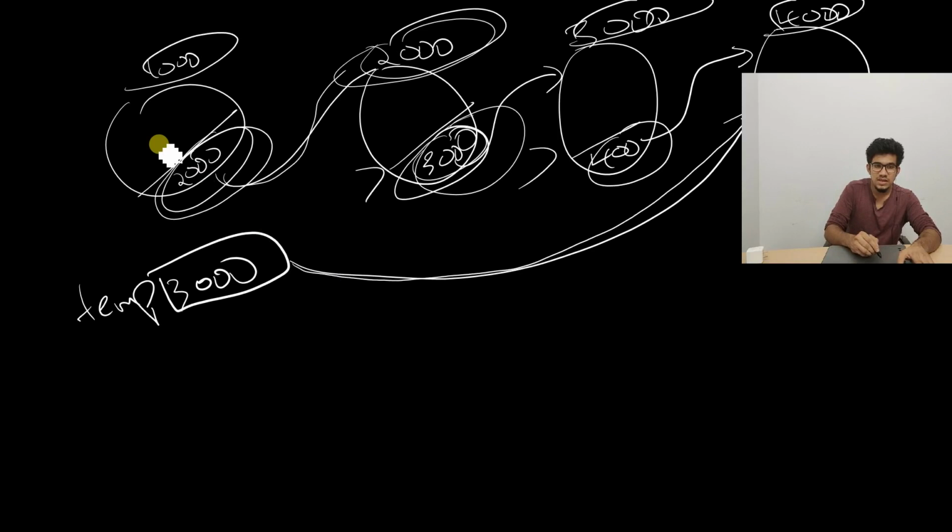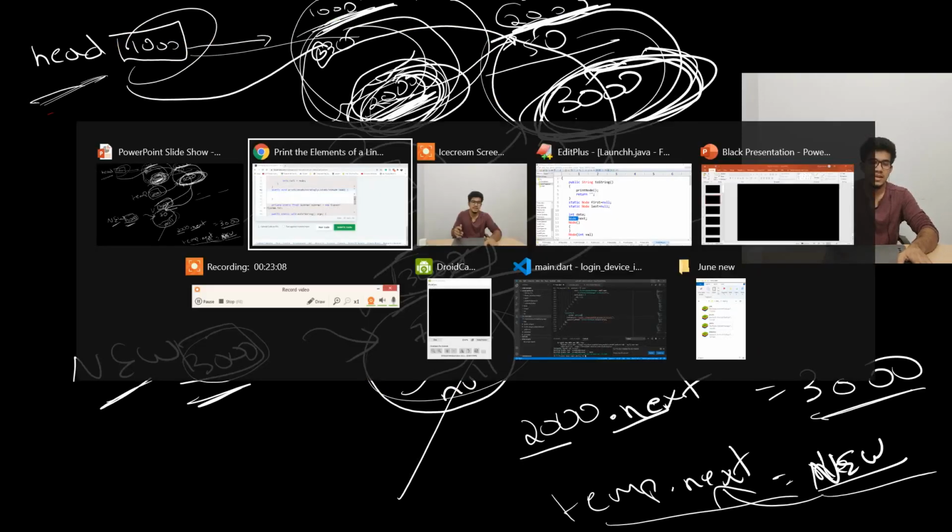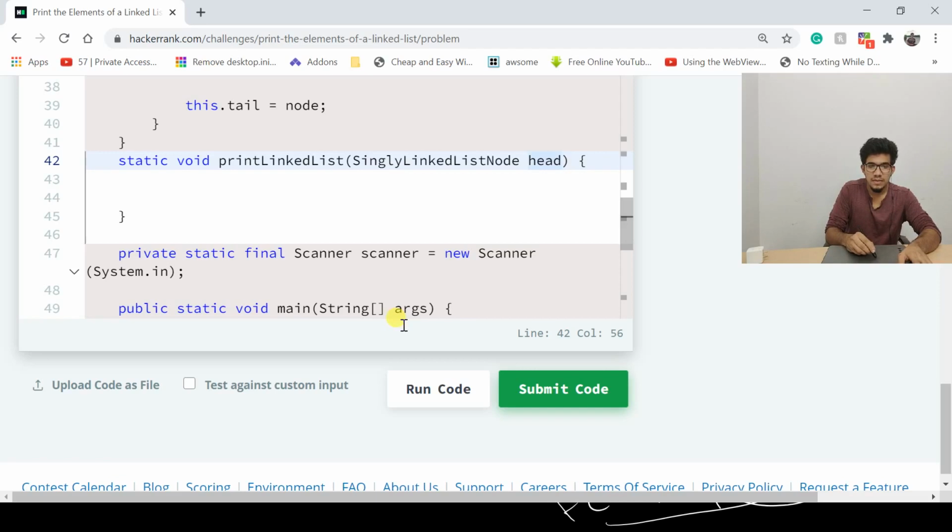As in this picture, they will give the head 1000. You have to print all the nodes connected to that head. That's it, so simple. Its return type is void.